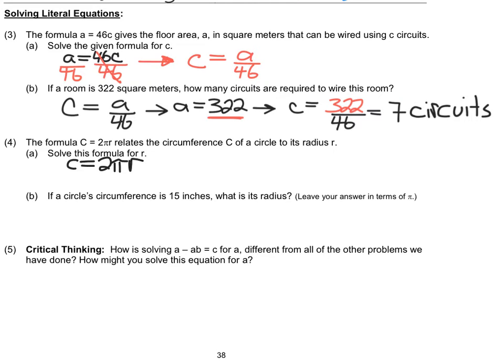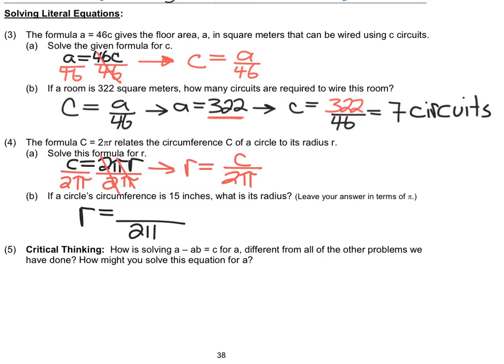Solve for r, so what do I need to get rid of? The 2 and the pi. I would also accept everything except for r. All right, so C divided by 2 pi is what r is equivalent to. Now they're telling us the circumference is 15 inches. All right, so I want the radius when the circumference is 15 inches.